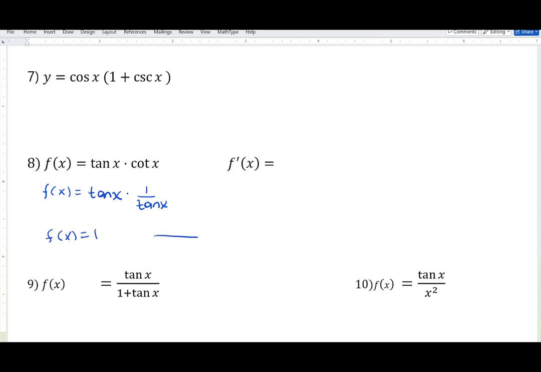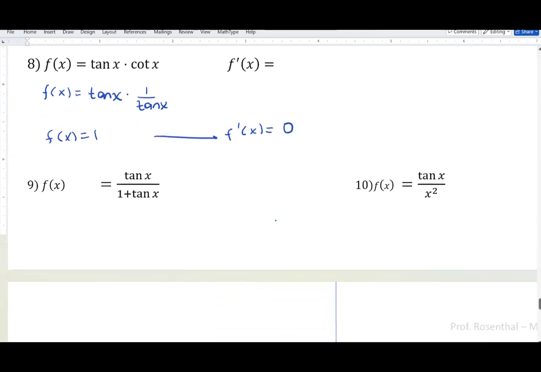So then what will be f prime of x, the derivative? What could be simpler, right? It's just a constant. The derivative is going to be 0. That's all we have to do for that one, if we notice that property. If we didn't, we would have to use the product rule, and then we'd have to do a lot of simplification to get to the same final answer of 0.